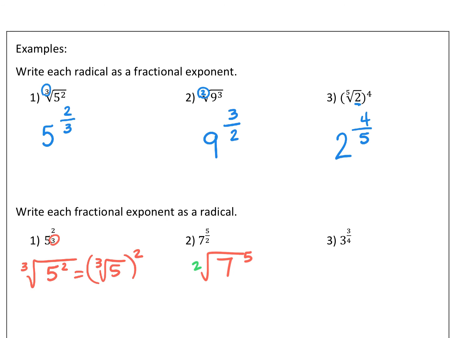All right, 3 to the 3/4, so there's my root sign. 3, denominator is 4, to the power of 3. I'll write this one underneath there. So I wrote all those a little bit differently. Those all mean the same thing.